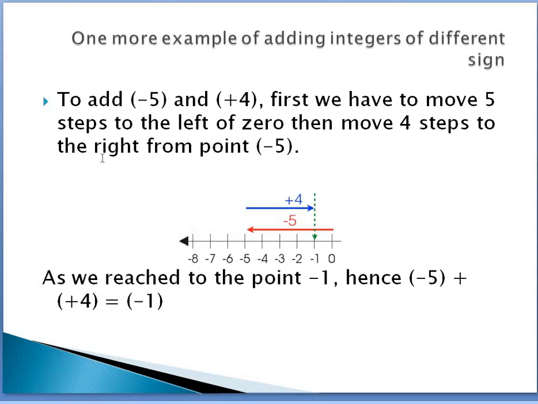One more example of one negative and one positive: minus 5 plus 4. From 0 you go towards the left 5 places and 4 towards the right: 1, 2, 3, 4. You arrive at minus 1. Here also the bigger integer, without the sign, is 5. What is the sign of this bigger integer? Minus. So that minus comes here.